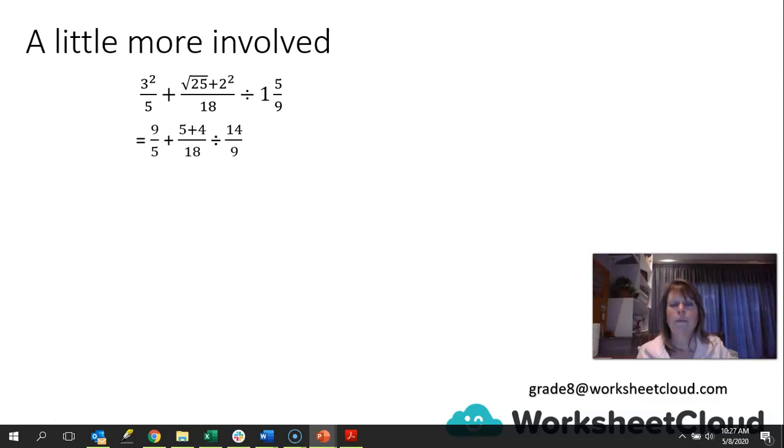Okay, so remember, when you are dividing by a mixed number, you've got to change it into an improper fraction. So it would be 9 times 1 is 9, plus 5 will give me 14. And there we go. So I've squared the 3, I've got 9, 5 stays the same, nothing needs to happen to it. Here I got the 5 from square rooting 25 and the 4 from saying 2 squared. I've changed my 1 and 5 ninths into an improper fraction.